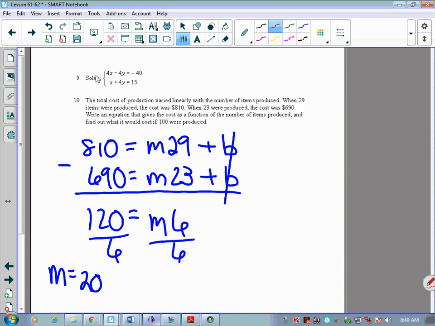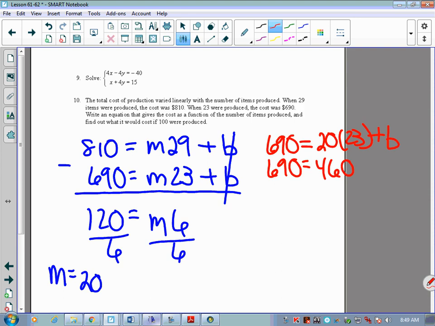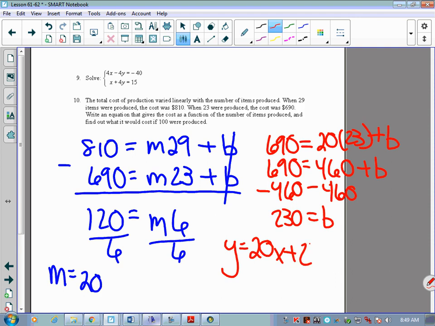So if we come over here, let's say we use the 690 just because it's smaller. We've got 20 times 23 plus b. What's 20 times 23? 460. What are we going to do with 460? Subtract it from 690. So minus 460, 230. All right, so we got 230 equals b, which means my equation can be written out as y equals 20x plus 230.